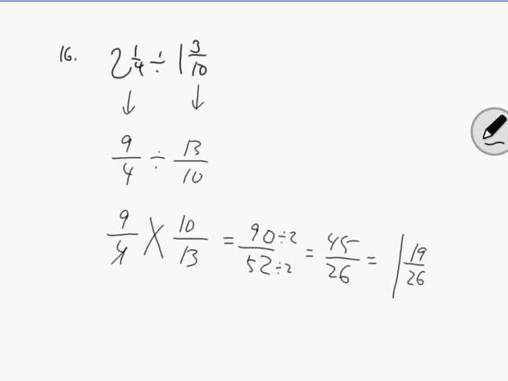Now, if you cross-reduced, it made it a little bit easier. 10 over 4 would become 5 over 2. That would have left you with this 45 over 26 here, which is your answer. But in mixed fraction, it's 1 and 19/26.